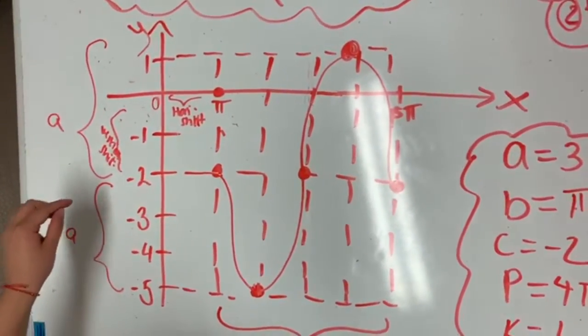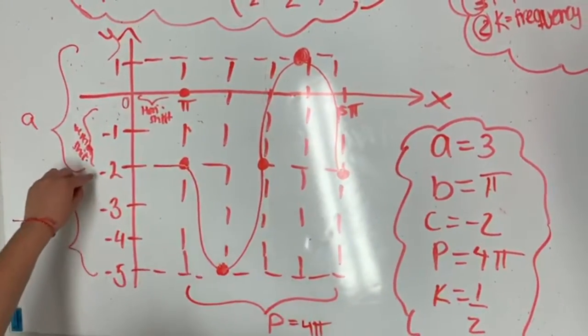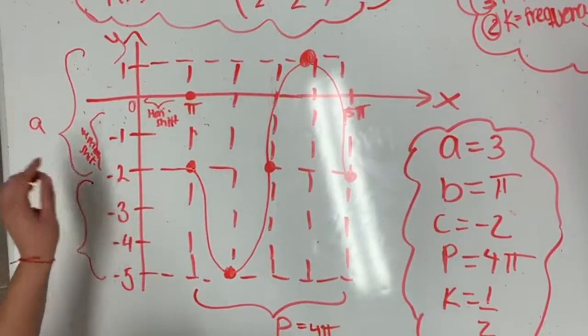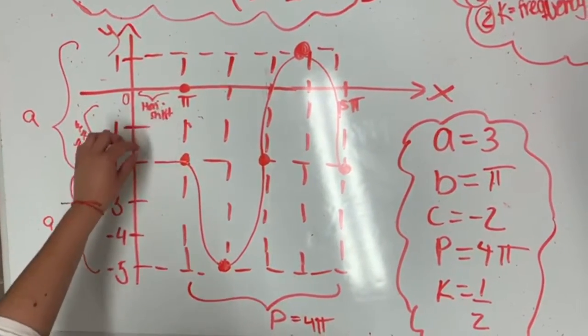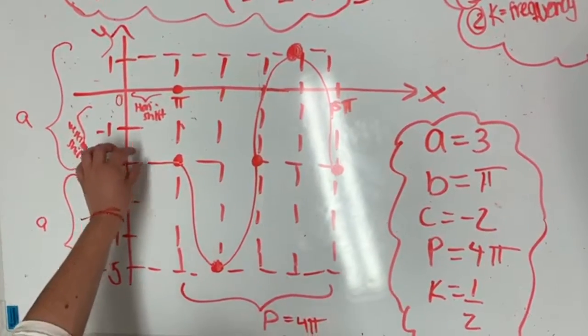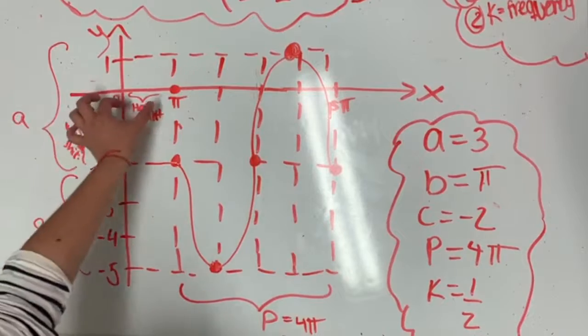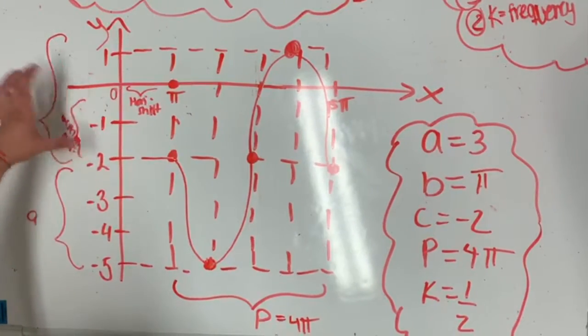So first we have to put the amplitude. The amplitude is 3, so we have 3 up and 3 downwards. Where the box starts is b, comma c. So this is the horizontal shift, which is b, and the vertical shift, which is c.